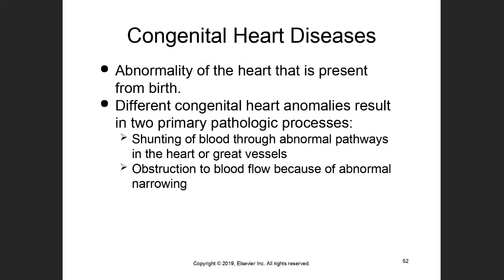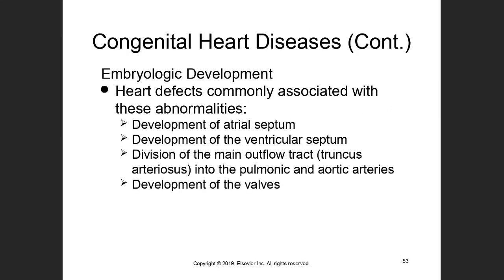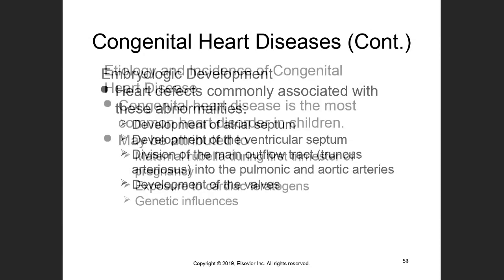Now we have congenital heart disease. Congenital heart disease is divided into cyanotic, early cyanosis and late cyanosis. We are going to see what that is right now. Embryological developments, heart defects commonly associated with this anomaly: development of the atrial septum, development of the ventricular septum, division of the main outflow, truncus arteriosus. We're going to see all those defects right here.